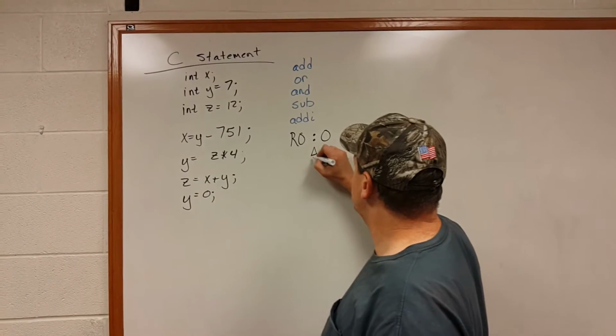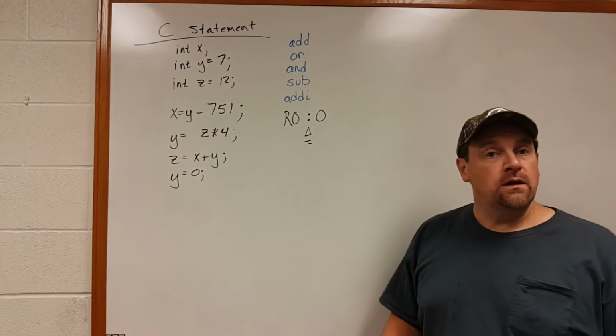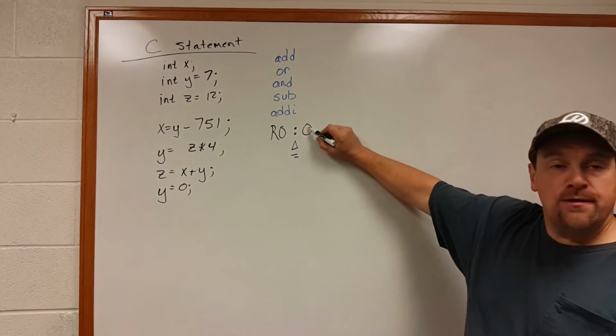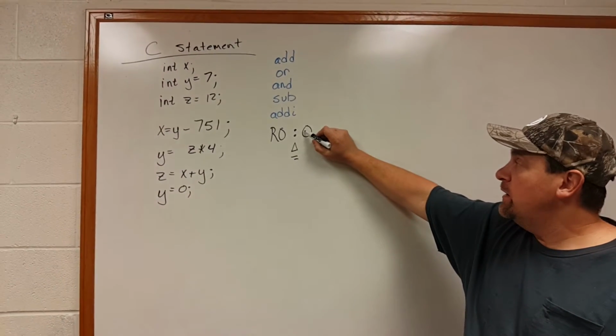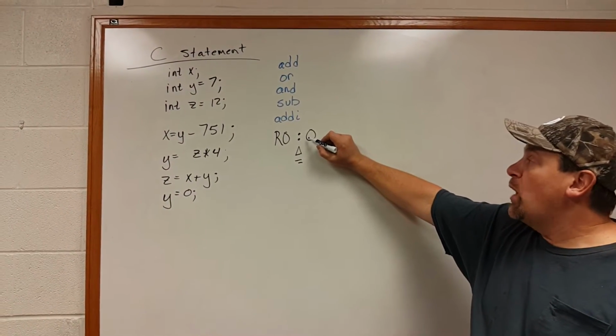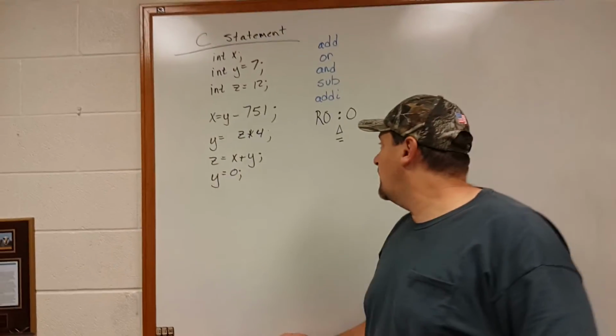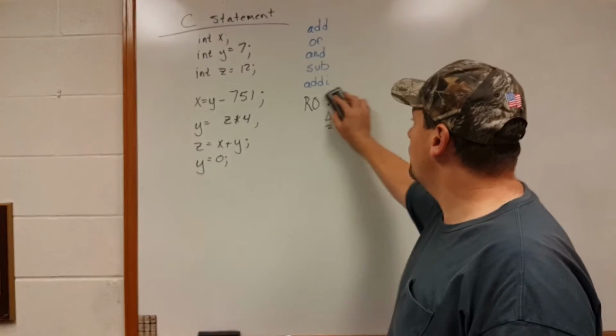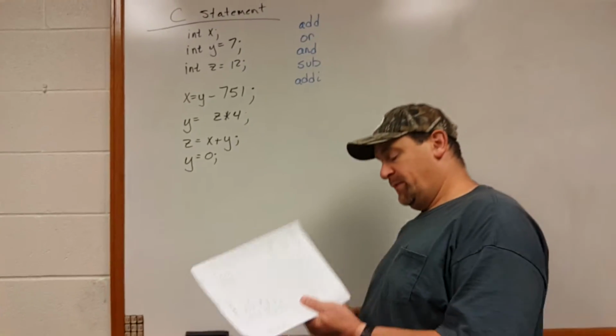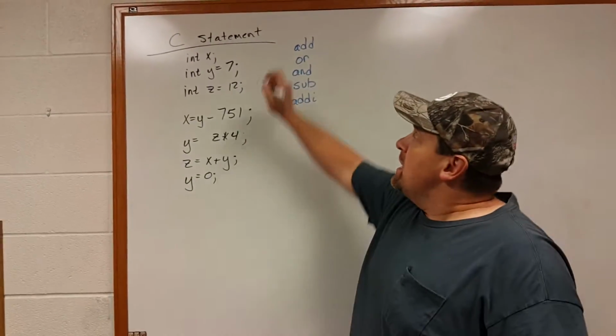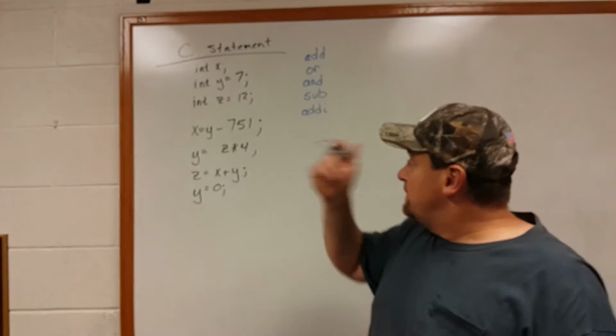Maybe we would say defined as equal 0. So we remember that no matter what we do, R0, register 0, is going to contain 0, and that will help us. All right, let's go over the C statement that we're going to need to do.